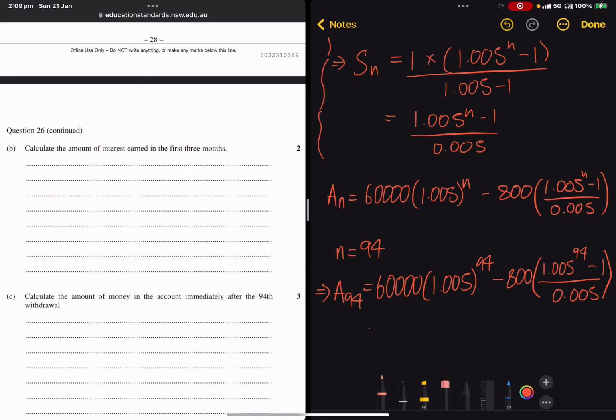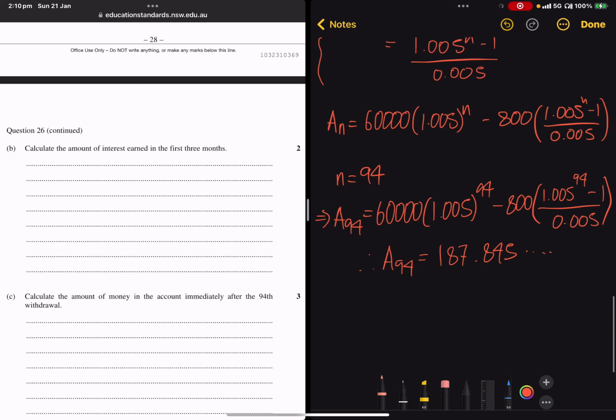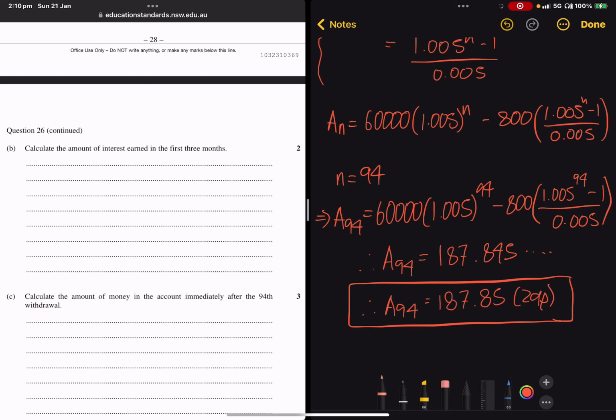This is going to give me A94 is 187.845... This is dollars and cents, so we need to round this to two decimal places. Therefore, the amount in the account after the 94th withdrawal is $187.85. This is two decimal places because it's dollars and cents. And this is the solution.